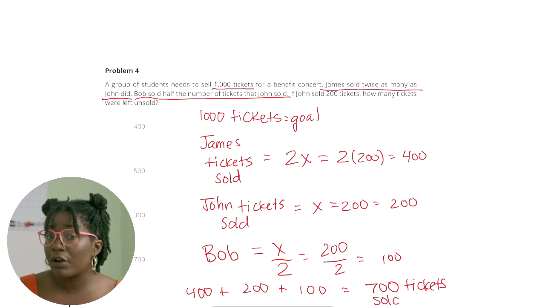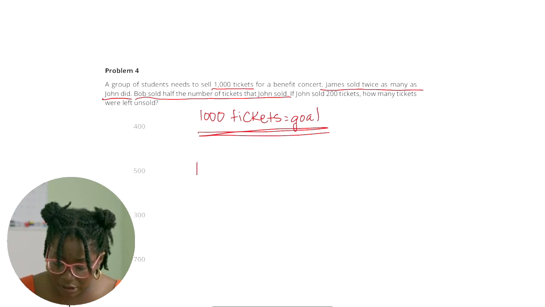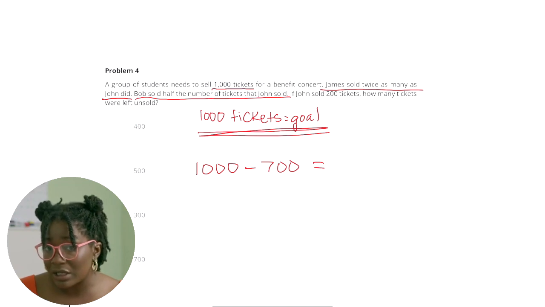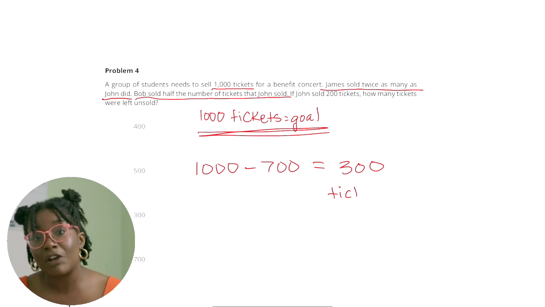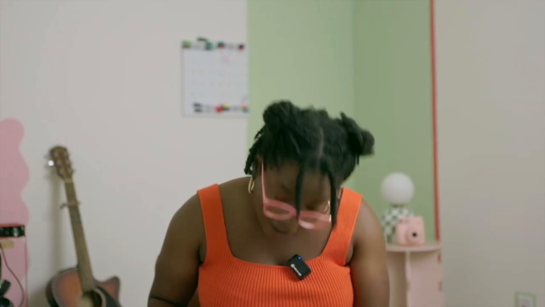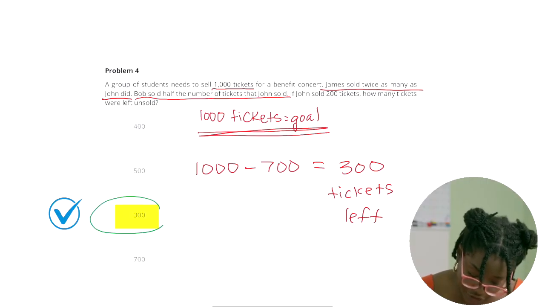Now, let's go back to the beginning of our problem. It says that 1,000 tickets needed to be sold. And so if we've sold 700, but we need 1,000, how many tickets do we need to continue to sell? How many tickets do we have left? Exactly, 1,000 minus 700. And that is 300 tickets. So our answer is our third option choice, 300.